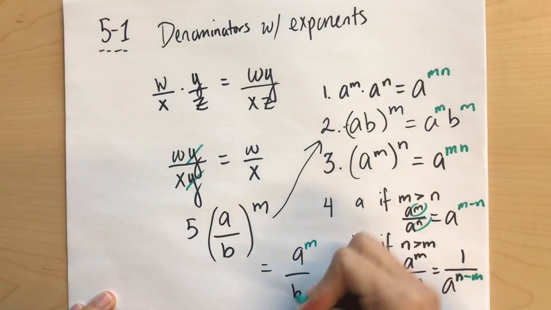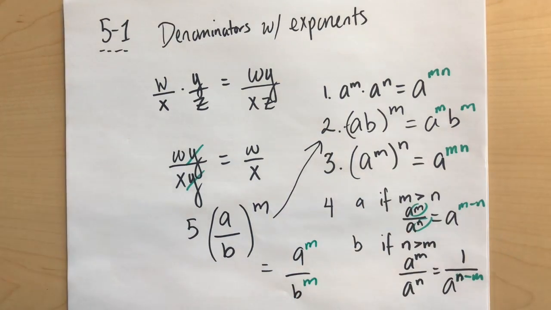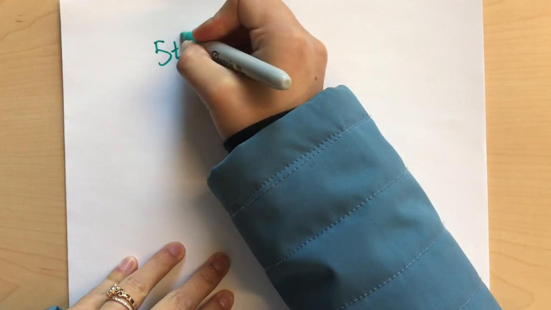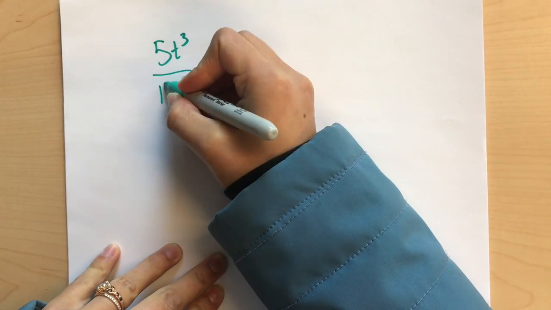And then the last rule, which is similar to rule 2, is that I can distribute an exponent to the top thing and to the bottom thing. That's going to be very helpful for us later on. So let's go ahead and do some examples, which is the best way to learn math.